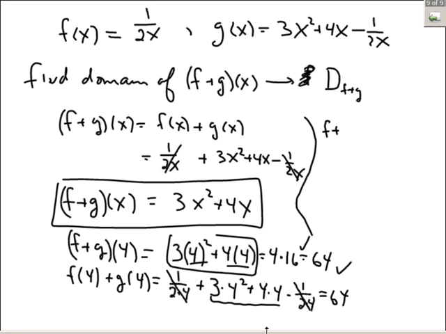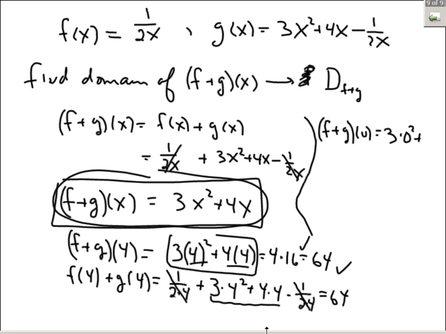What if I plug in 0? So, using our f plus g of x rule, we get 3 times 0 squared plus 4 times 0. Well, this is 3 times 0, or 0, and this is 4 times 0, or 0. 0 plus 0 is 0. But here's where we come into trouble.